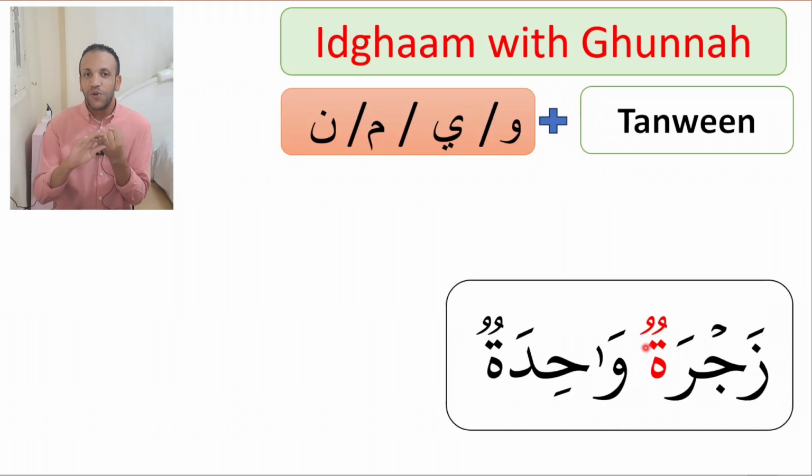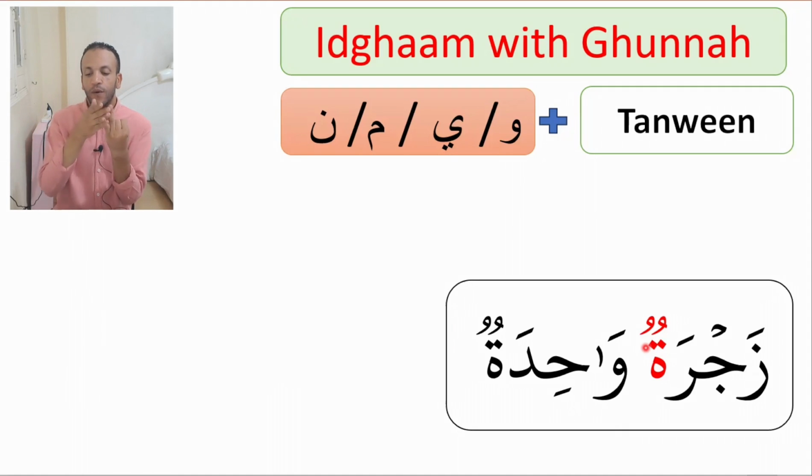So to apply this rule, you need to find one word with tanween. You need to find that the following word starts with one of these four letters, and you need to read the two words as if they are one word.